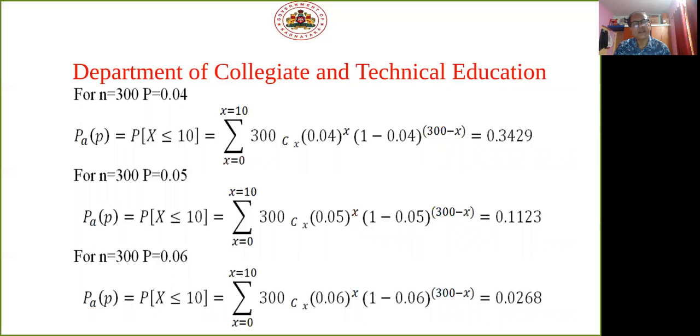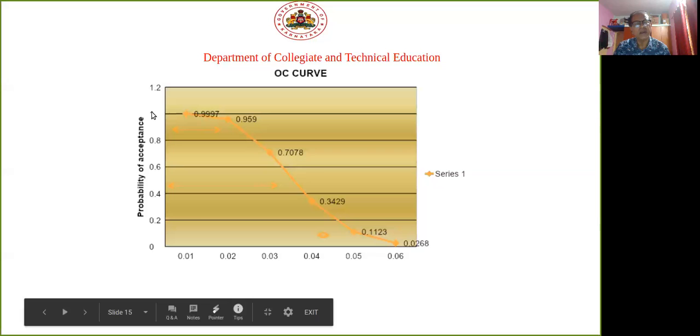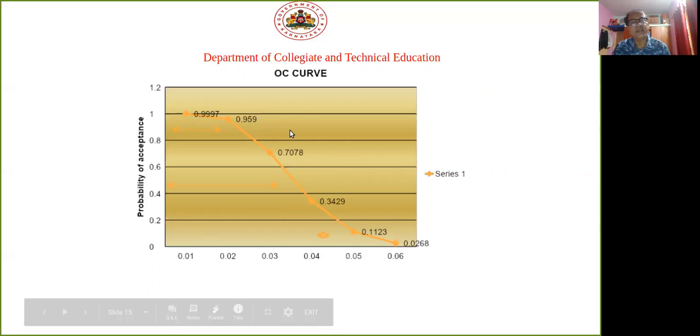Then all these values we need to tabulate, and when you tabulate and draw, you have to take the values of p against the probability of acceptance. When you draw it, you will get a curve, and that curve is called the OC curve. So these are the probabilities of acceptance.